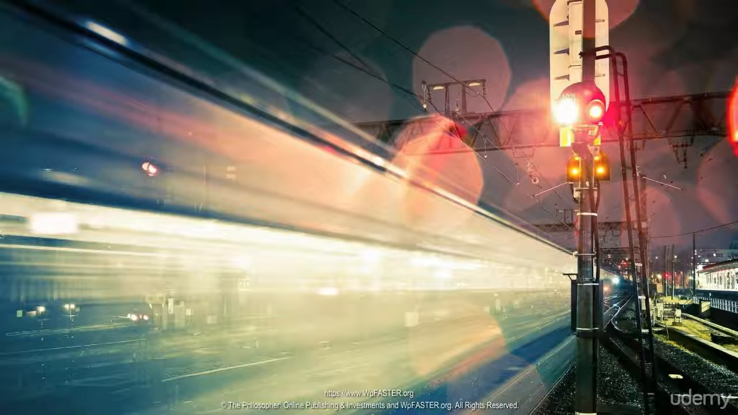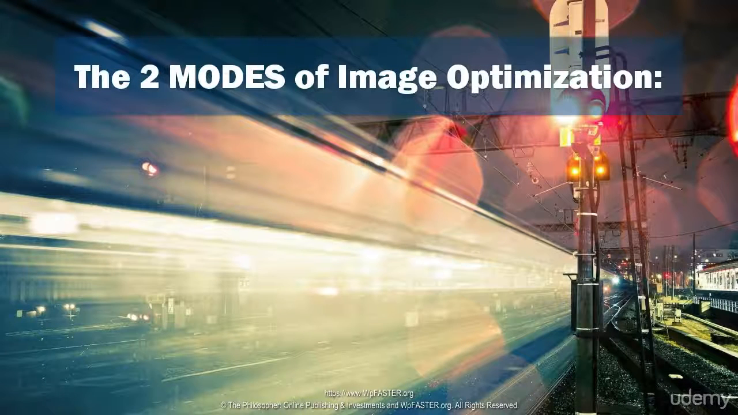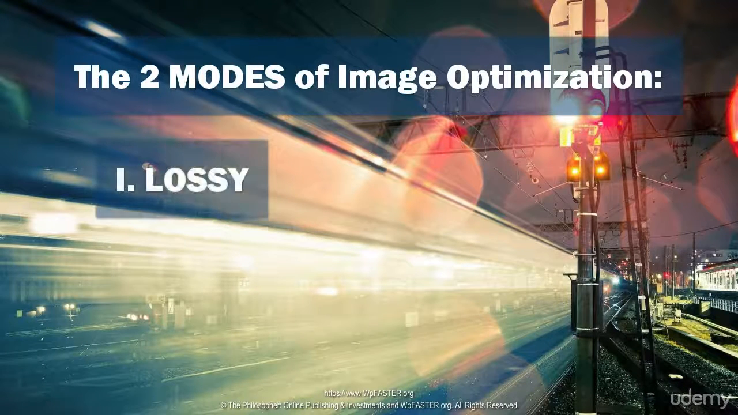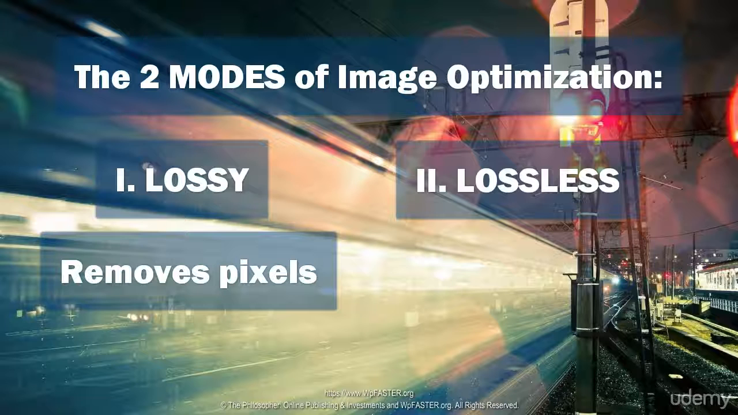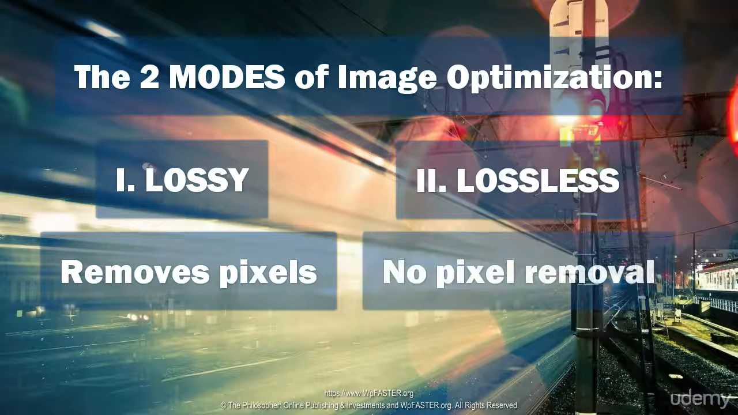There are two different methods or modes of image optimization that we will ultimately employ. The first is what is known as lossy image optimization, wherewith we actually remove some of the pixel data. A pixel, of course, being the smallest controllable element of a picture represented on the screen, the dots that comprise the sum total of the image that we ultimately perceive as an image. The second is what is known as lossless image optimization, wherewith we don't remove any pixels, we simply compress them.